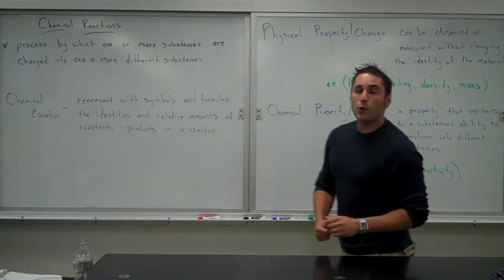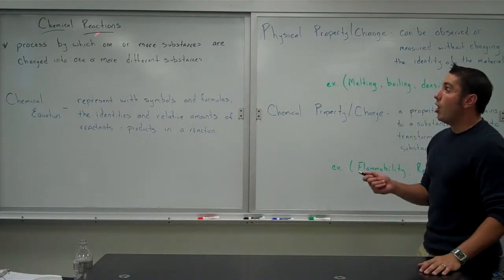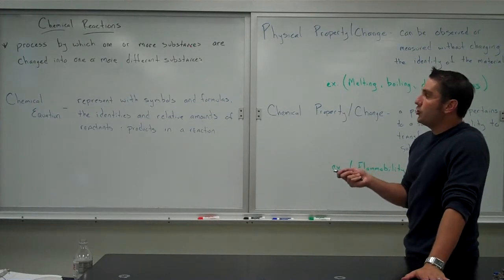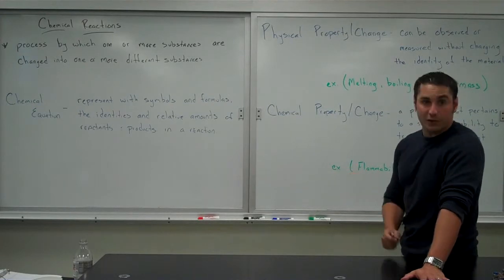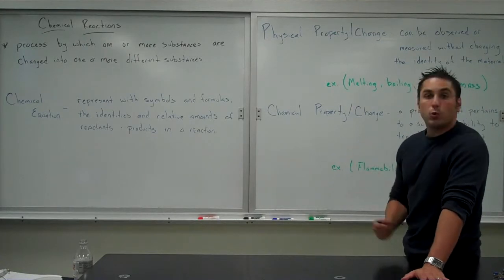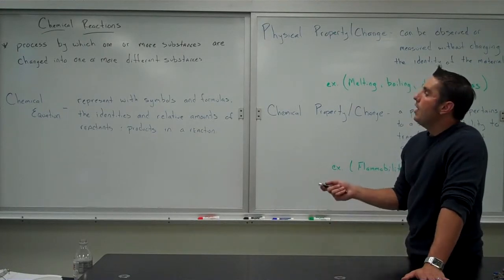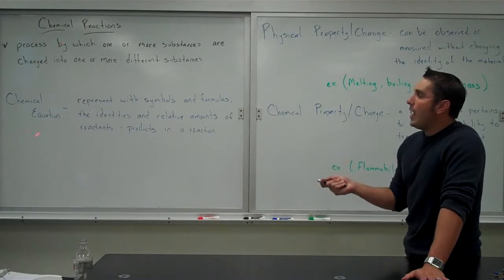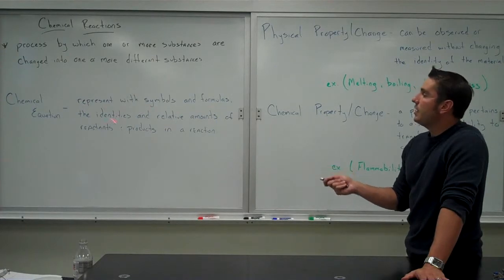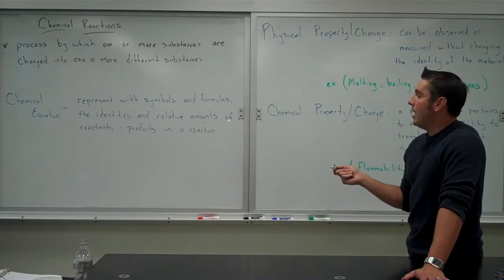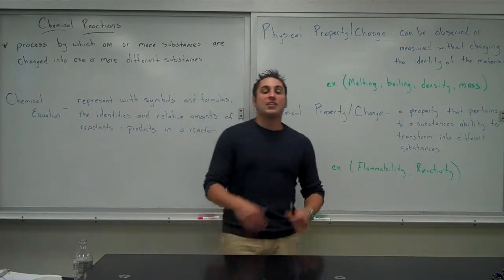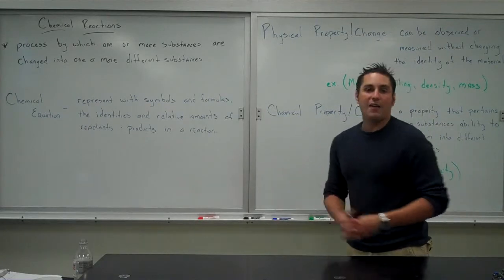you undergo a chemical change, we can represent it by what we call a reaction. A reaction is a process by which one or more substances are changed into one or more different substances, as I was saying with this chemical change. A chemical reaction and a chemical change are one and the same thing. We can represent any chemical reaction with an equation. And an equation represents, with symbols and formulas, the identities and relative amounts of reactants and products in a reaction. Think of a chemical equation as a recipe for having a reaction occur.